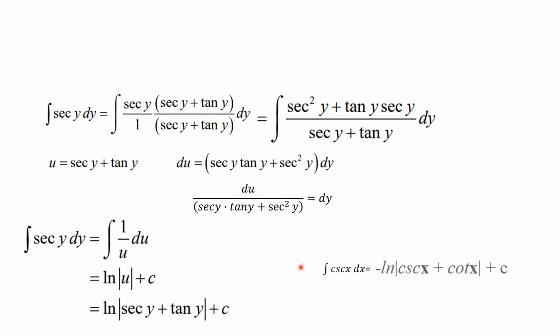Before we go on, it's worth noting, and students might want to try this on their own, that in a similar fashion, the integral of the cosecant of x dx is equal to minus the natural logarithm of the absolute value of the cosecant of x plus the cotangent of x plus c.